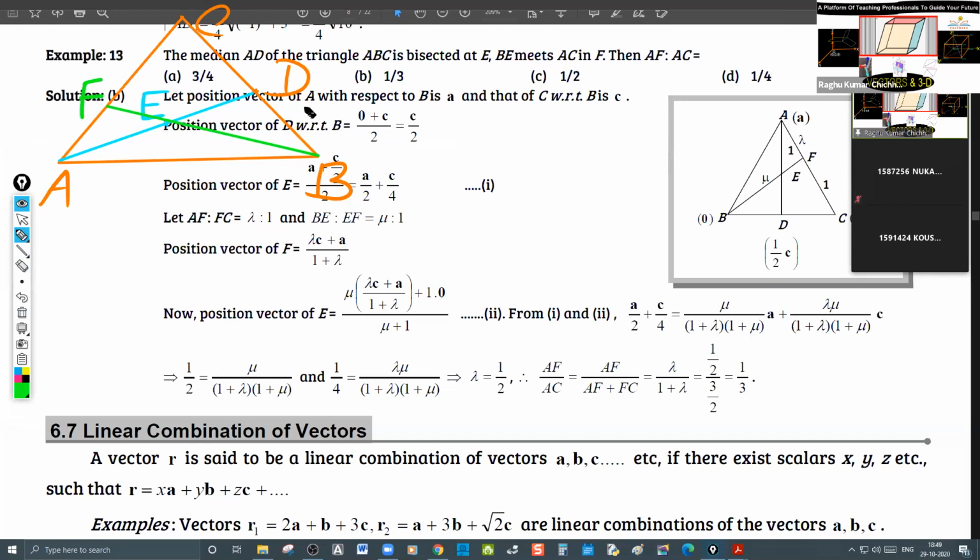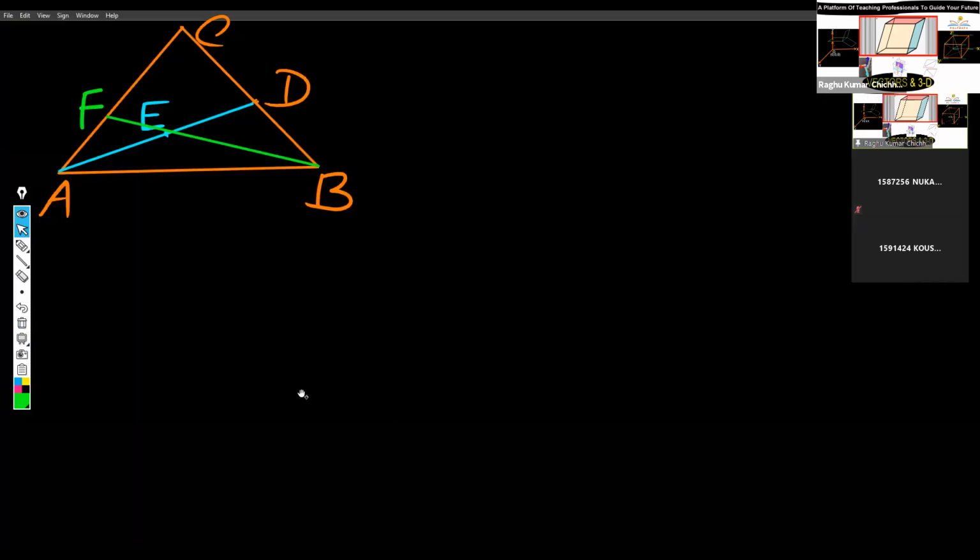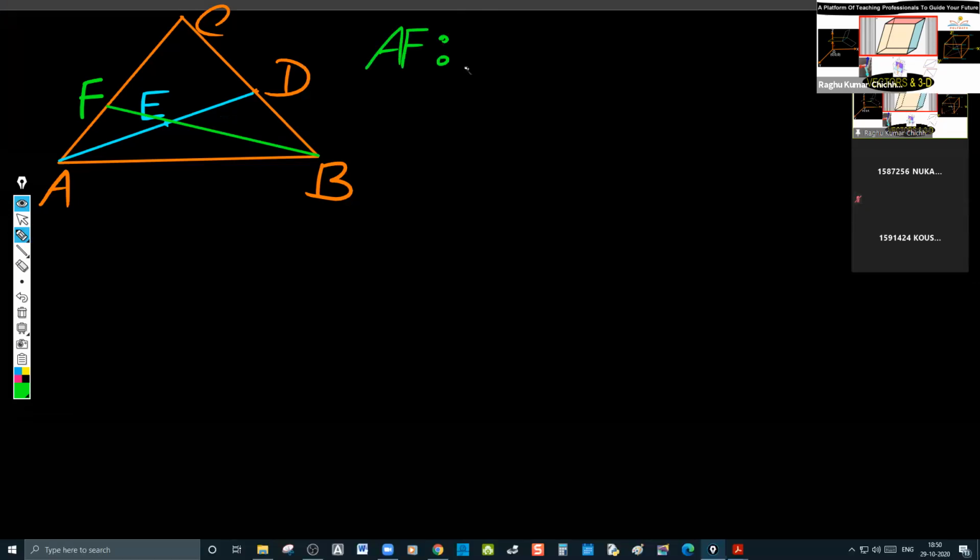Then what he needs is AF is to AC. This is AF, this is AC. That's what he needs. Okay, let us now move to the working. What is needed? AF is to AC is needed. Kaushik.